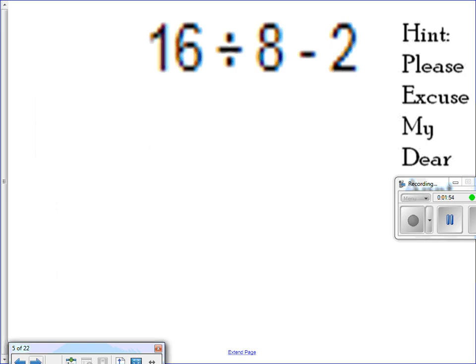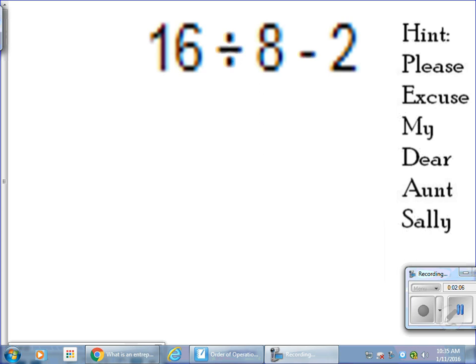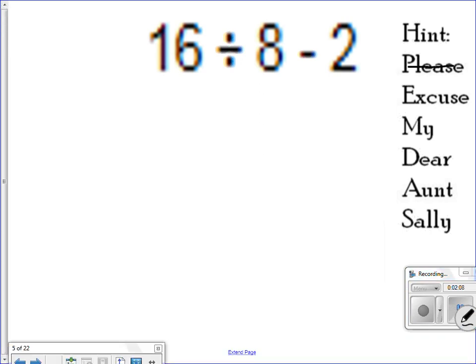First problem here, we have 16 divided by 8 minus 2. Please excuse my dear Aunt Sally. So this is how we're going to do these problems. Are there any parentheses? There aren't. Any exponents? There aren't. Multiplying and dividing, we have some dividing here. So we're going to divide. 16 divided by 8, we get 2. Then I write the problem over again. Adding and subtracting is next. Sally here, so we're going to subtract. Our answer is 0. Now, if I were to have subtracted first, it would have been 16 divided by 6, which would have been a different answer.